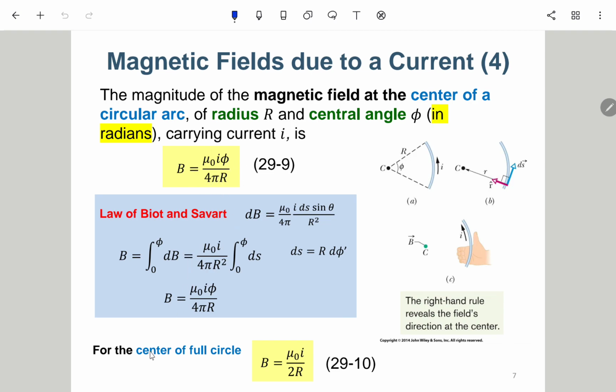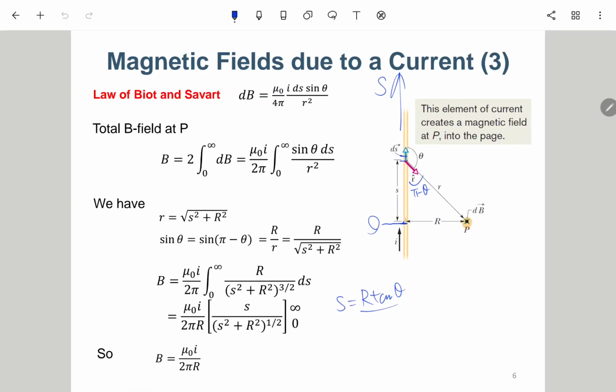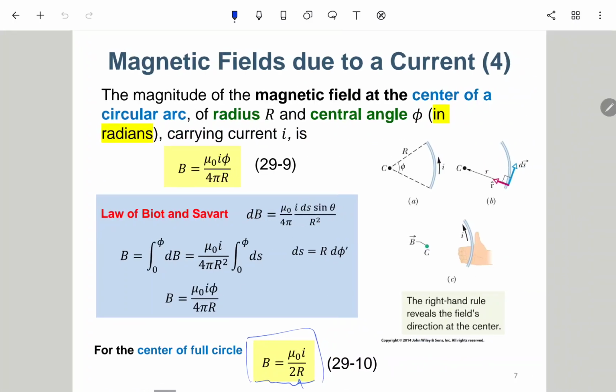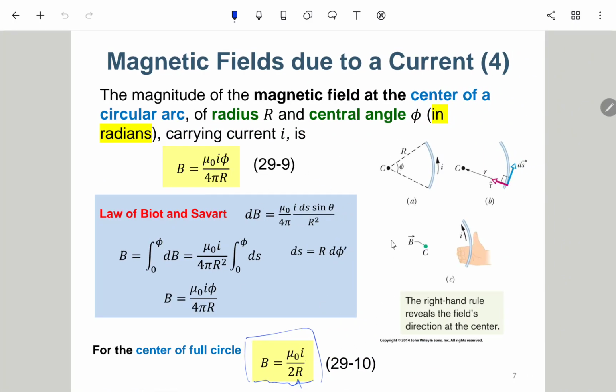One special case is if it is a whole circle, which means that this phi is 2 pi. If we substitute phi to be 2 pi, then it turns out to be mu0 I over 2r. It is quite similar to the previous one, but we don't have this pi in the denominator. So be careful, these are different things. This one is for the long straight wire. This one is for a circle with a current, so it will generate a B field at the center.